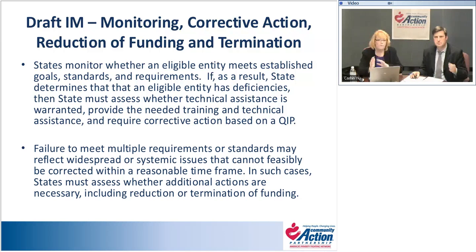Sometimes I use QIP and corrective action plan interchangeably with one another, but it's really requiring that corrective action plan based on that QIP. Now, failure to meet multiple requirements or standards may reflect widespread or systemic issues that cannot feasibly be corrected within a reasonable time frame sometimes. If an agency is struggling at a certain level, in such cases, states may consider additional actions that may be necessary, including reduction or termination of funding.